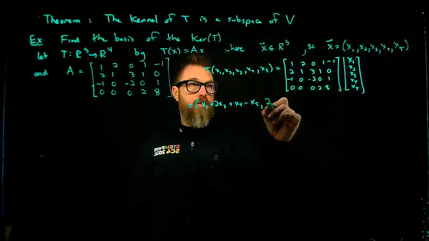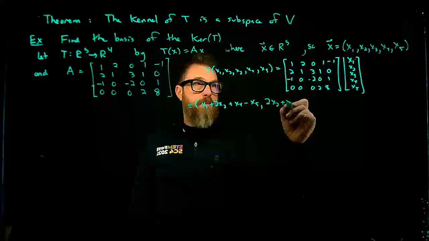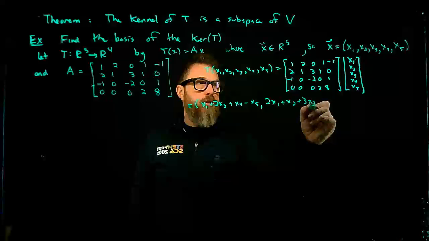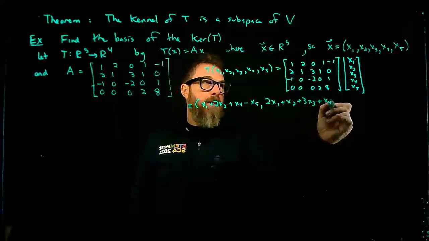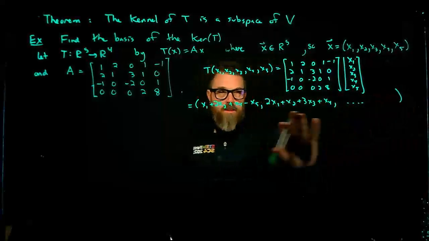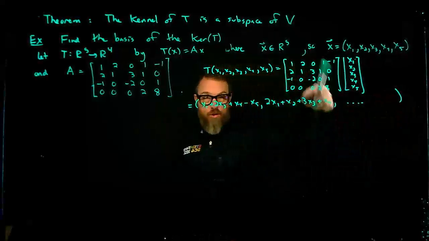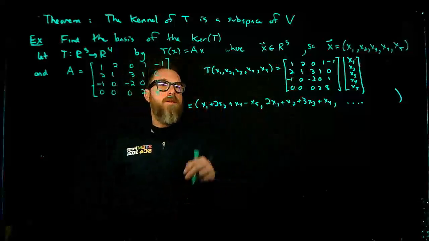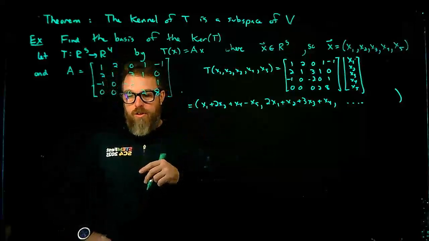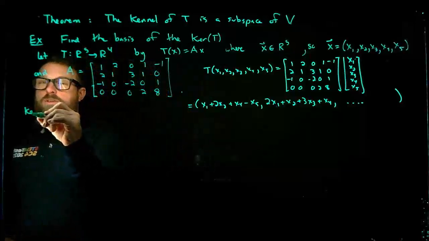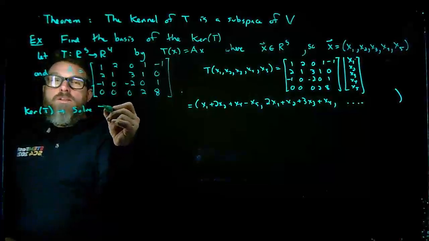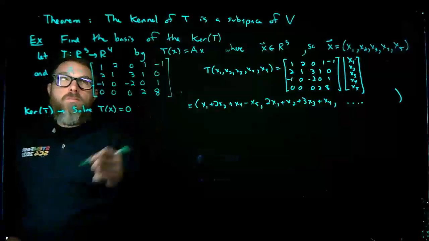So this is going to be 2x2 plus x1 plus x2 plus 3x3 plus x4 plus 0x5, and so on. So you can see that you can write this as a linear transformation that we're accustomed to. So this truly is a linear transformation. Now, if I want to find the kernel of this linear transformation, I'm trying to solve this. So in order to find the kernel of T, we must solve T of x equals 0.